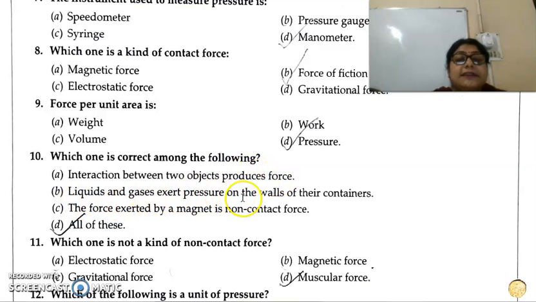Liquids and gases exert pressure on the walls of the container. That is also correct. The force exerted by a magnet is a non-contact force. Magnetic force is a non-contact force. So all the three options are correct. So our correct option will be all of these.